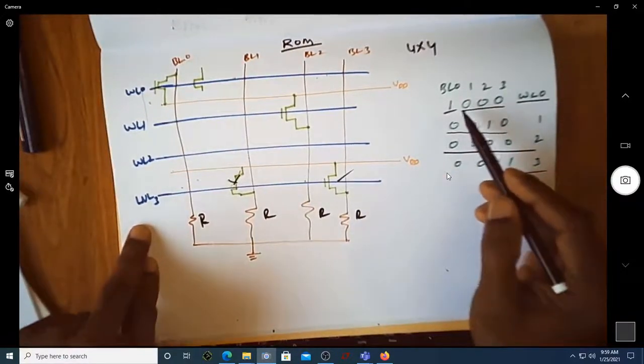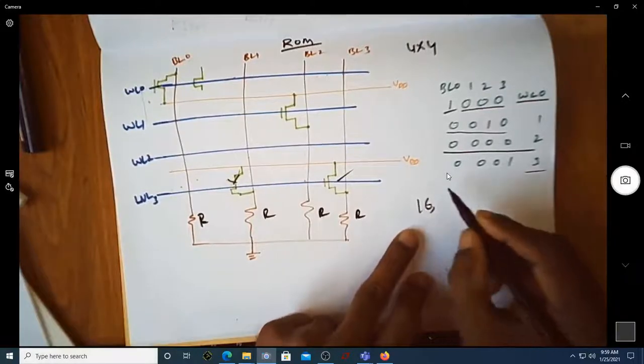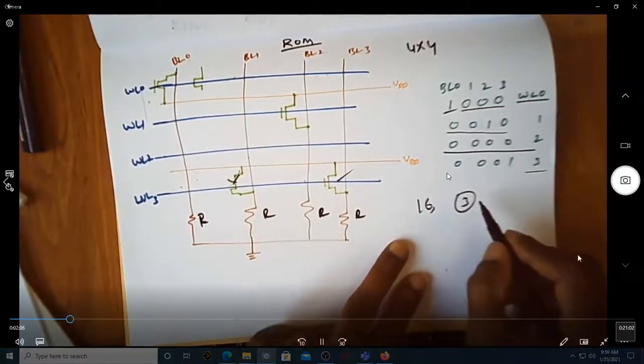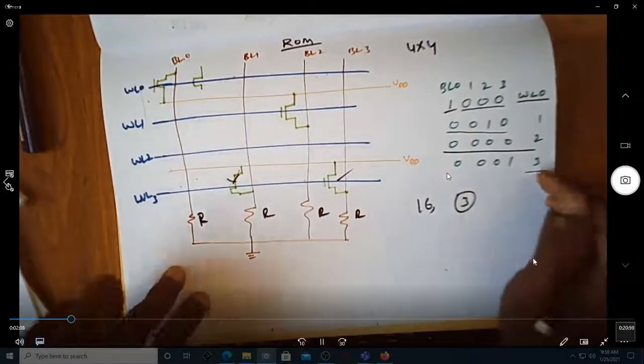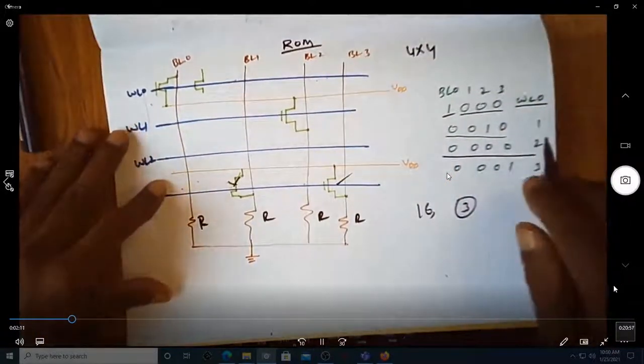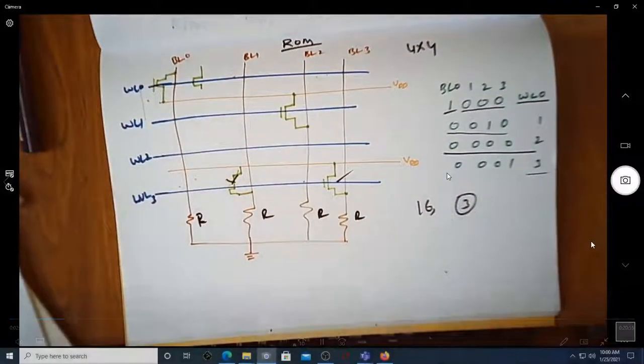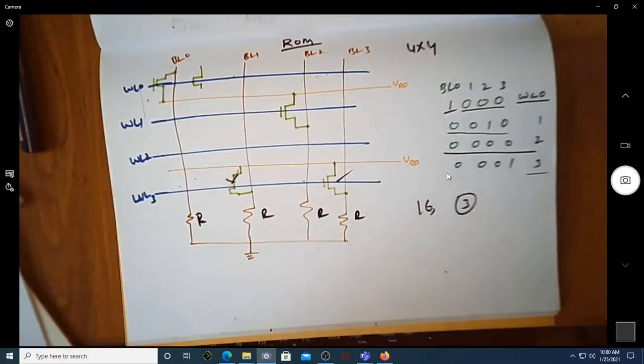Out of 16 locations, I want to store only 3 bits, so I'm having only 3 transistors. You can see, if you want a different data to be stored, then in whichever location you want to store bit 1, I'm supposed to have a transistor. If you want to store a bit 0, I need not connect a transistor, or need not have a transistor formed between the bit line and that particular word line.